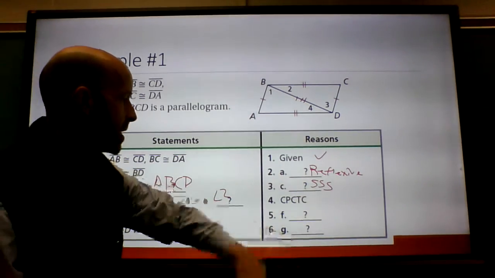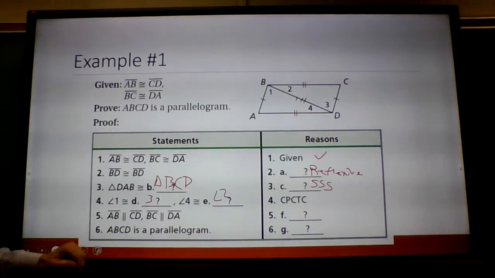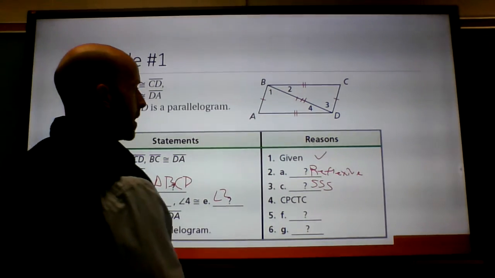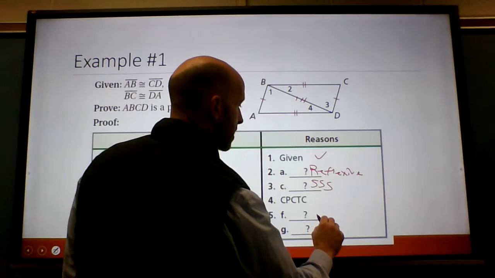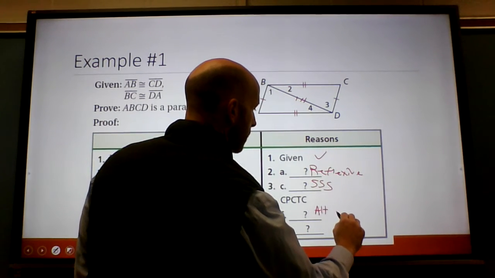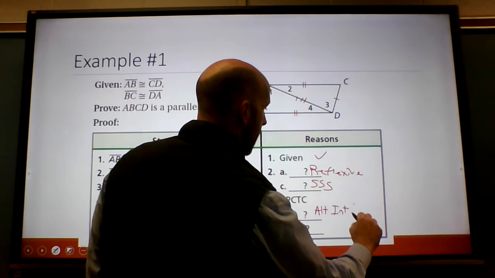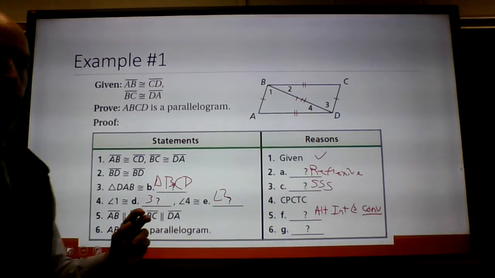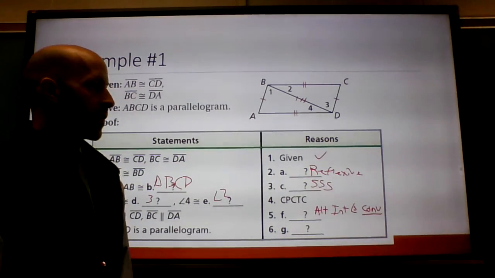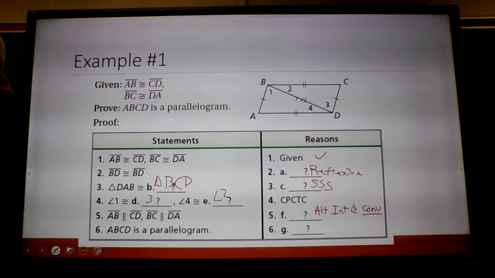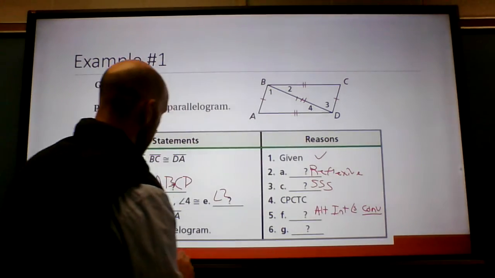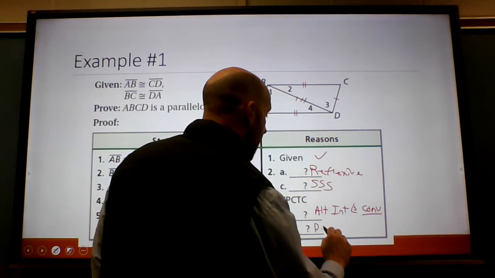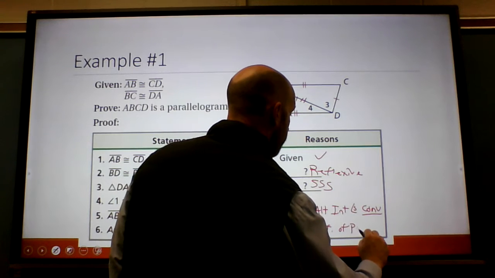And that's by CPCTC. So now, step 5, segment AB is parallel to CD and segment BC is parallel to DA. Why would that be? Well, that would be because of the alternate interior angles converse. If we know that the alternate interior angles between 2 lines and a transversal are congruent, then those lines are parallel. And then finally, we can conclude that this is a parallelogram by the definition of a parallelogram.